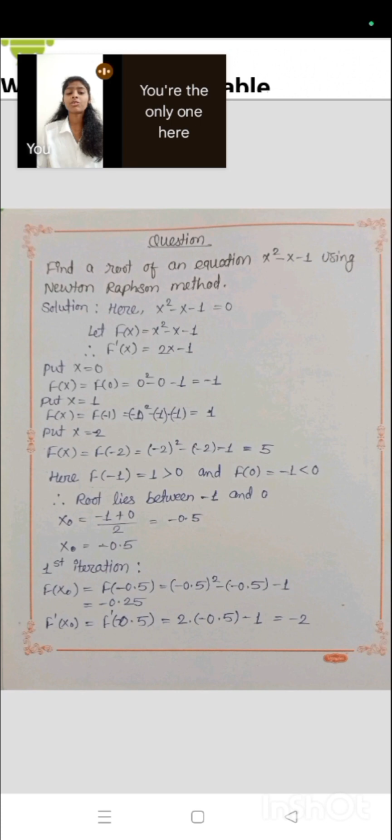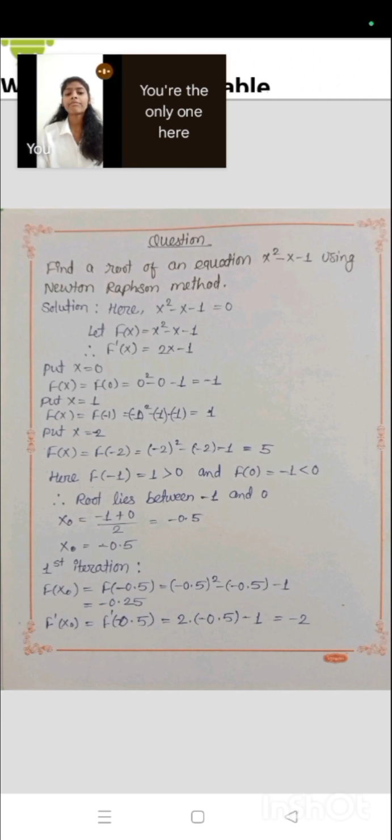Today we'll solve a numerical question: find the root of the equation x square minus x minus 1 using the Newton-Raphson method. So here we solve the question. The equation is x square minus x minus 1 equal to 0.